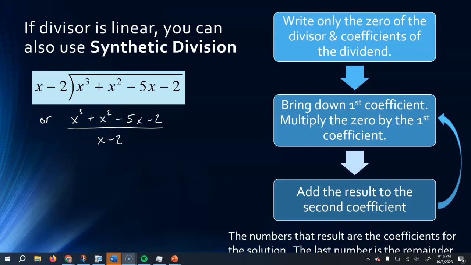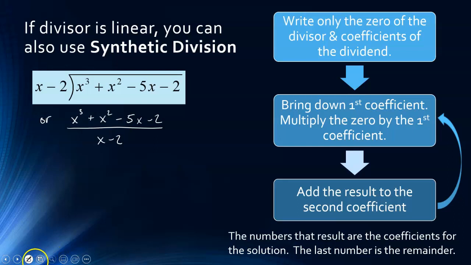Now over here to the right, we have the steps of how you would do this using synthetic division. To start with, we're going to identify or find what the zero is of what we call the divisor. The divisor is what we're dividing by. So we're going to find the zero of this piece. If we set that equal to 0 and solved it, we would get x equals 2. So the 0 here would just be 2. So we're going to start by writing down just what that 0 is.